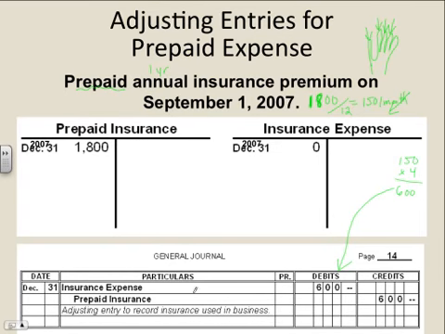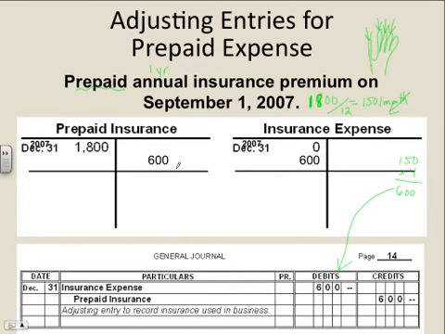And when we put this in the T accounts, then you're going to post. This debit is going to go in your expense. The credit's going to go in your asset. And when you get the balance now, you will see we have $1,200 left of insurance for the next year.